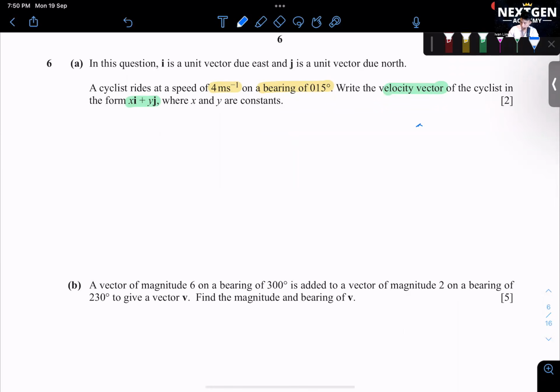Bearing 015, how does it look like? From the north, your angle is something like this. I use another color. This is 015, we just roughly sketch it out, 15 degrees. Over here, this is your x and your y, and this is your north. If it's going in this direction, it means what? And one more thing they give you is 4 meters per second. So I just need to find what my x and my y direction are.